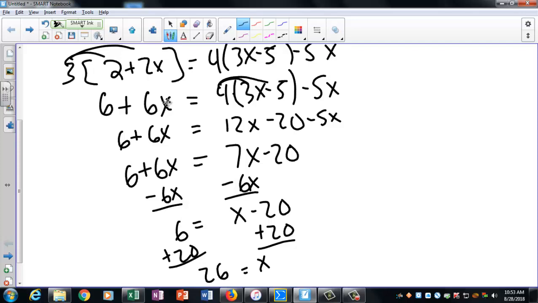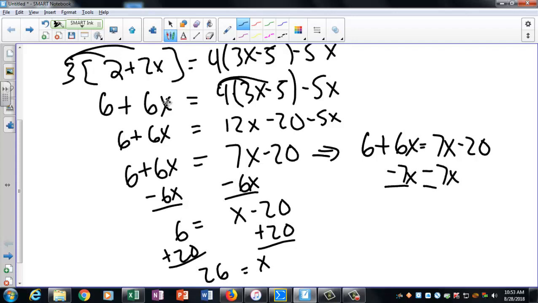Yes, sir? I have a question. Is the difference if you subtract 7x from both sides? If we move the 7x to the left side? All right. Just for clarification for people watching at home, the question was at this step here where we had 6 plus 6x equals 7x minus 20, could I subtract 7x from both sides? The answer is absolutely you can.